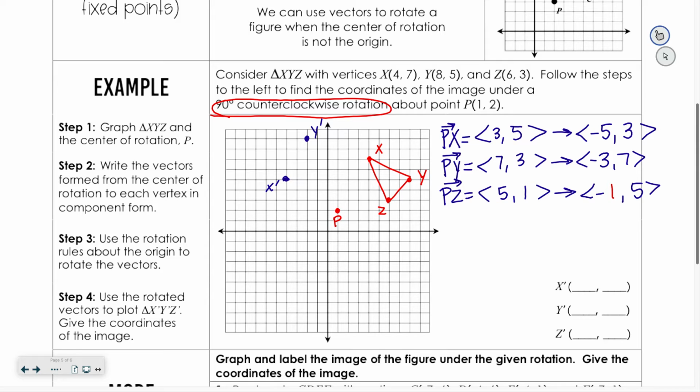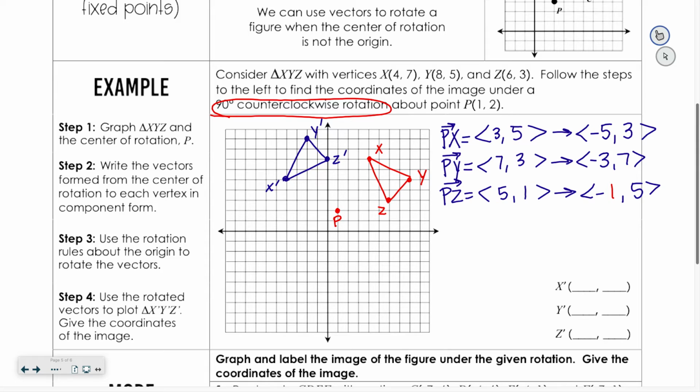And then negative 1, 5. Negative 1, 1, 2, 3, 4, 5. So you're going off of the point. So you're going from P. So you found what your vectors were, and then you changed your vectors using the rotation rules, and then you're at P the whole time. And then you're counting with the new vectors.